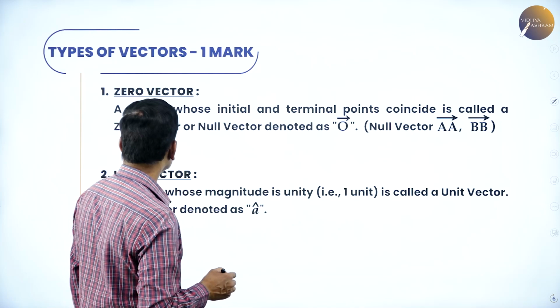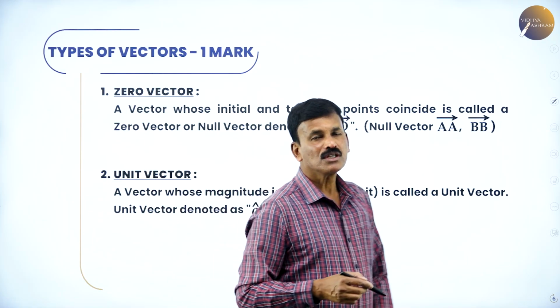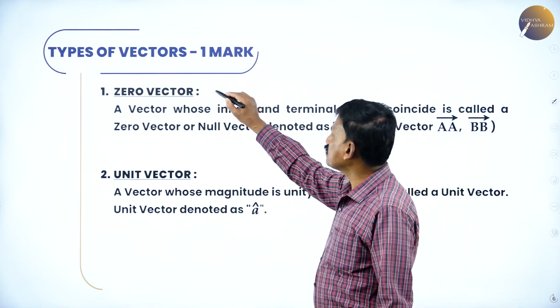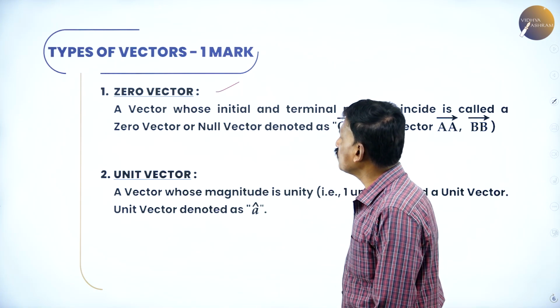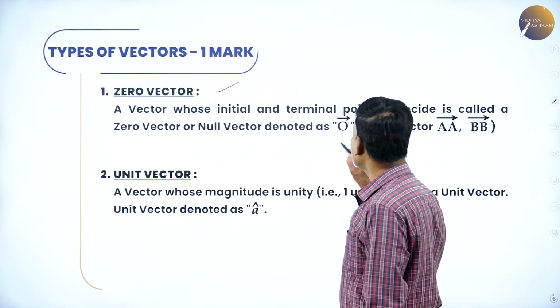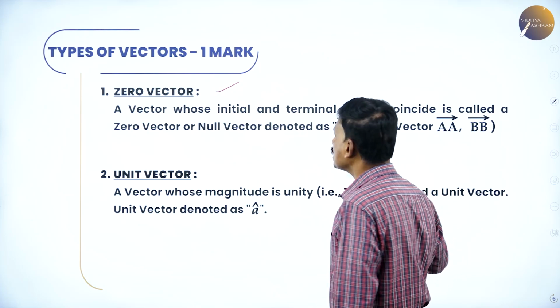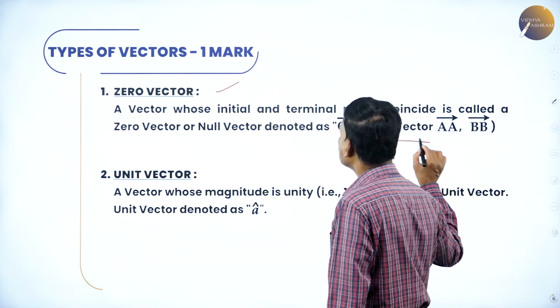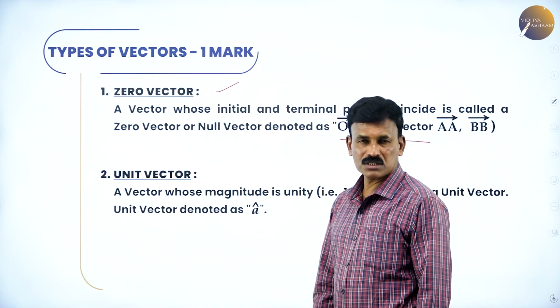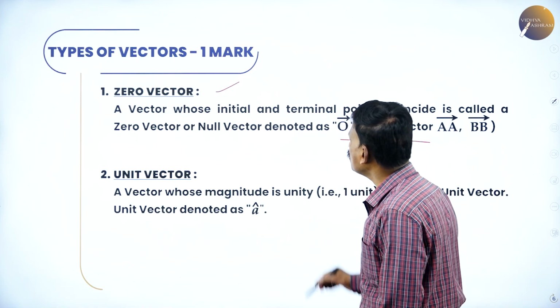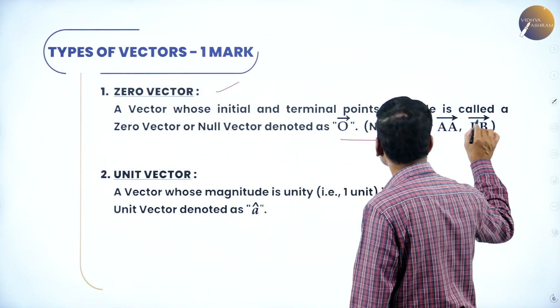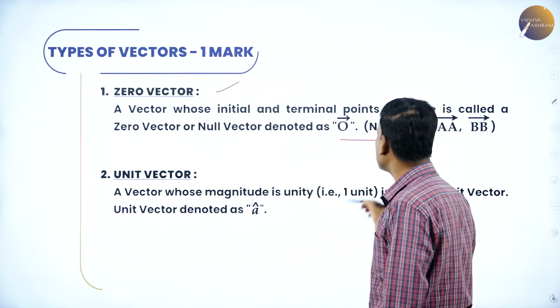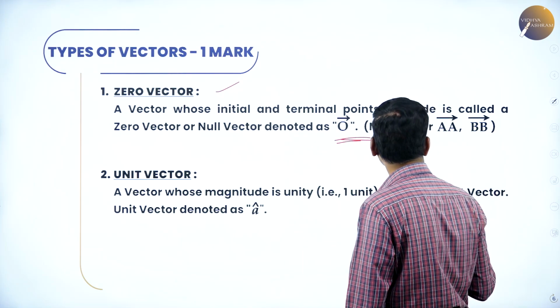Now, moving on to the types of vectors, you may expect one more question from this. Zero vector: a vector whose initial and terminal points coincide is called a zero vector. That means a vector whose magnitude is 0 is called a zero vector or a null vector, denoted as 0.